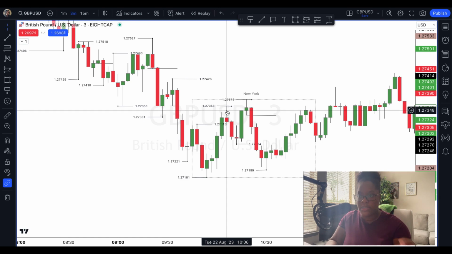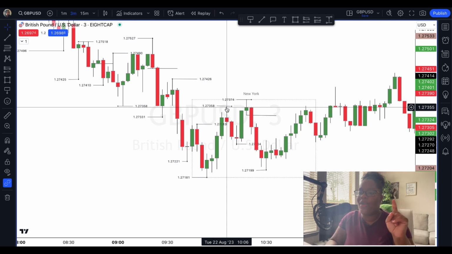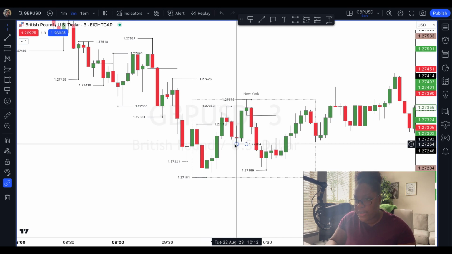10:06, the candlestick closed at 10:09. Price makes a new higher high. Bet, I'm the buyer at this time. I want to buy because price just made a new higher high. But watch this. Then price made a higher low.